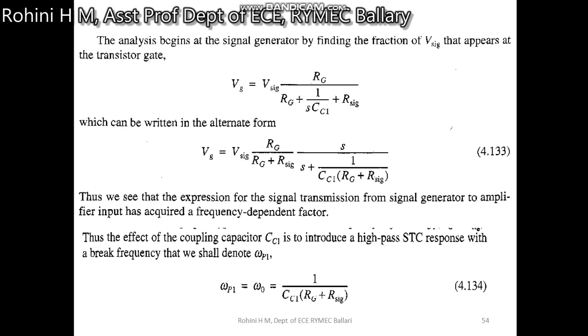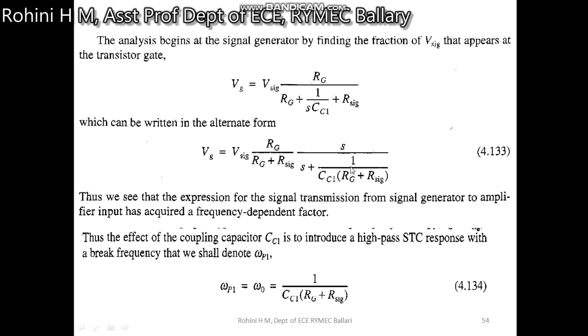So the analysis begins at the signal generator by finding the fraction of V signal that appears at the transistor gate. What is the gate signal voltage, Vg? Vg can be determined as V signal into Rg divided by Rg plus 1 divided by S CC1, into R signal. This can be written in an alternate form by factorizing the terms, and we can write it like this.